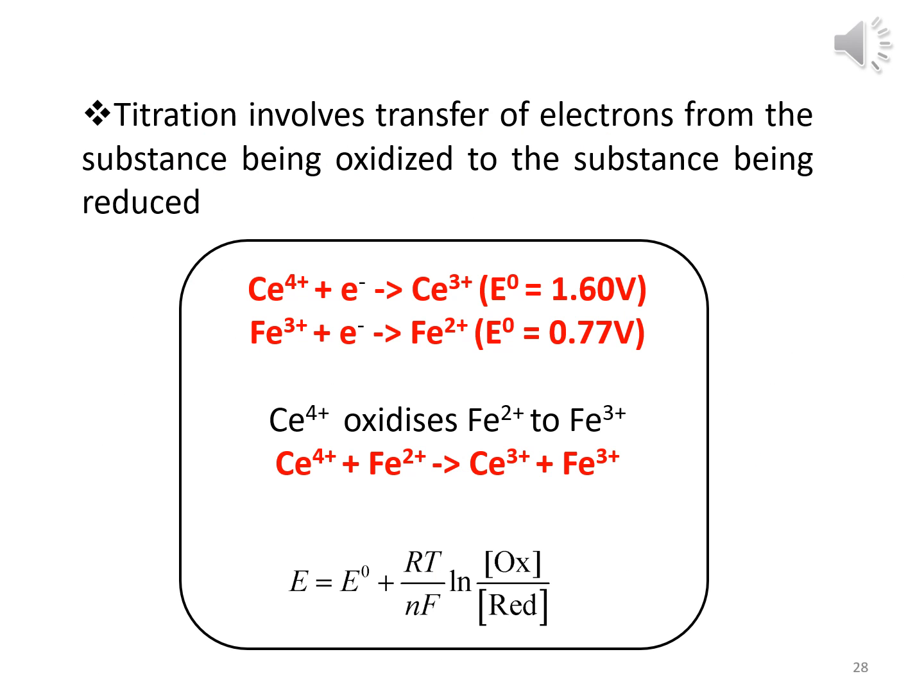Here, the titration involves the transfer of electrons from the substance being oxidized to the substance being reduced. Here we can see that the reduction potential value of cerium 4+ is more than that of Fe3+. So cerium 4+ is capable of oxidizing Fe2+ to Fe3+. The redox reaction is given by cerium 4+ plus Fe2+ gives cerium 3+ plus Fe3+.